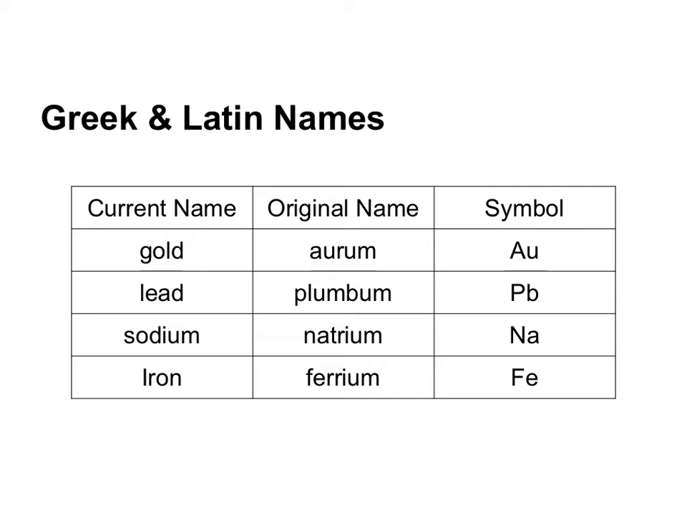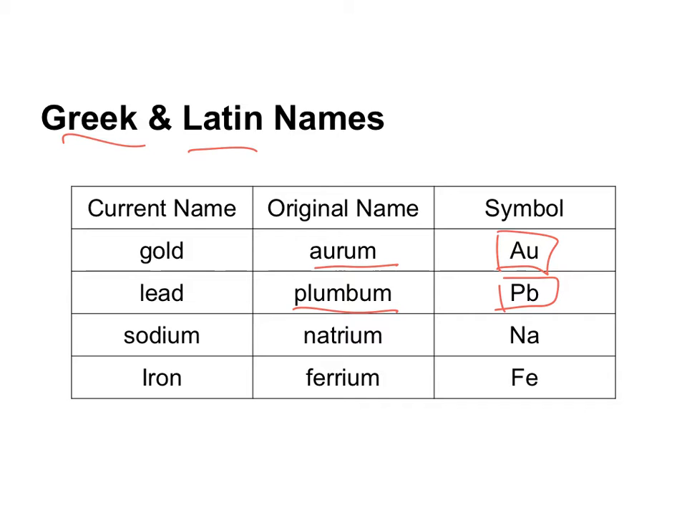So here are just some examples. Gold, its symbol on the periodic table is actually Au. And the reason for that is because the original names of these elements were in Greek or in Latin. So it's the Greek or Latin names that we get these symbols from. Gold was aurum, lead is Pb, lead was plumbum.